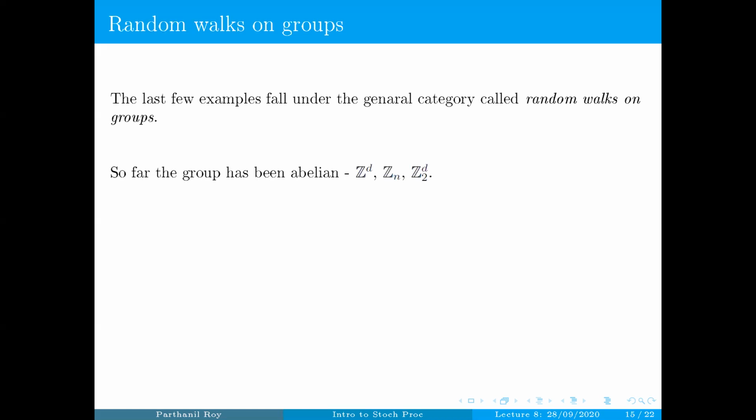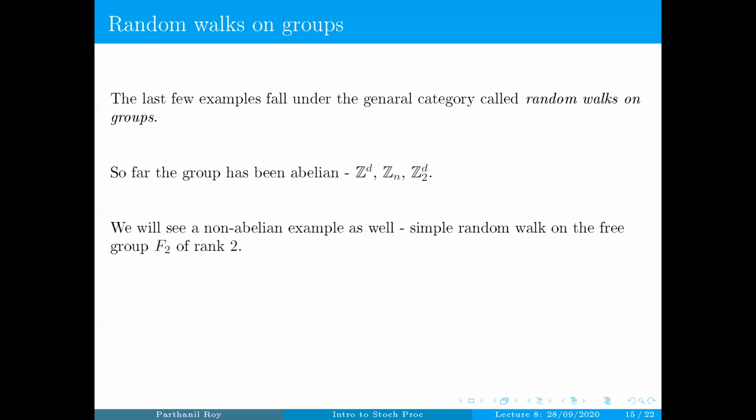So far the groups have been abelian. We started with Z and then generalized to Z power d. Then we also looked at the group Zn, the group of integers modulo n, with addition modulo n. And then we looked at Z2 power D, this d-dimensional discrete hypercube. All of these are abelian. Of course, there can be non-abelian examples as well, and we'll see one such example. Namely, the simple random walk on the free group of rank 2.